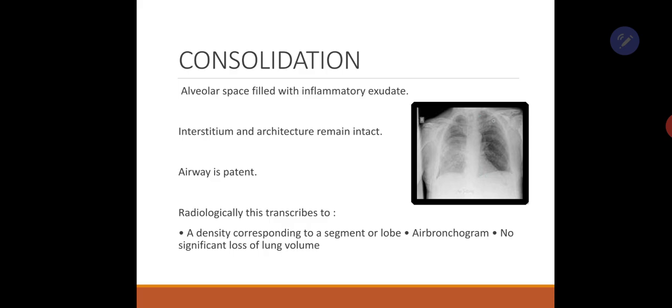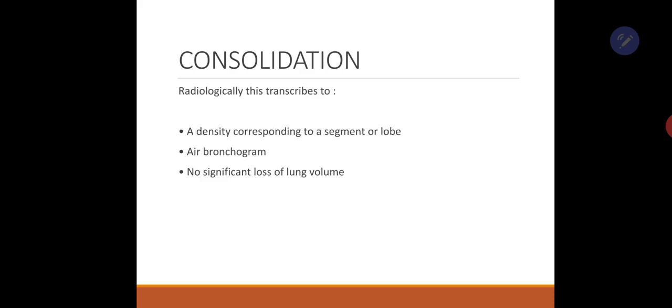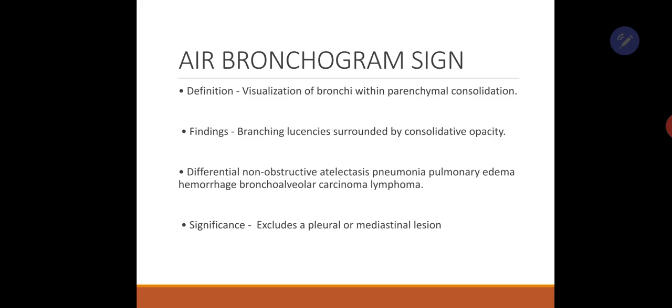and there is a density corresponding to a segment or lobe, and air bronchogram is seen. What is air bronchogram sign? It is defined as visualization of bronchi within parenchymal consolidation, and findings: branching lucencies surrounded by consolidative opacity.